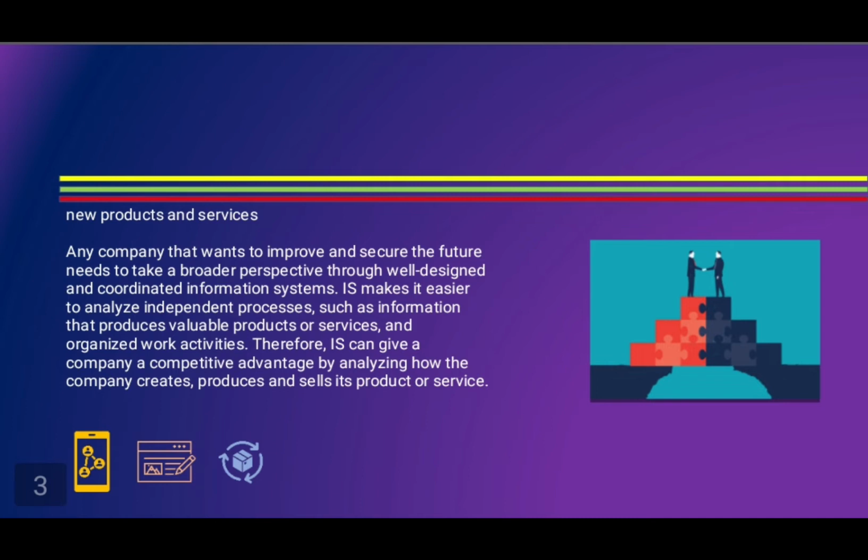Information system makes it easier to analyze independent processes such as information that produces valuable products or services and organized work activities. Therefore, information system can give a company a competitive advantage by analyzing how the company creates, produces, and sells its product or services.